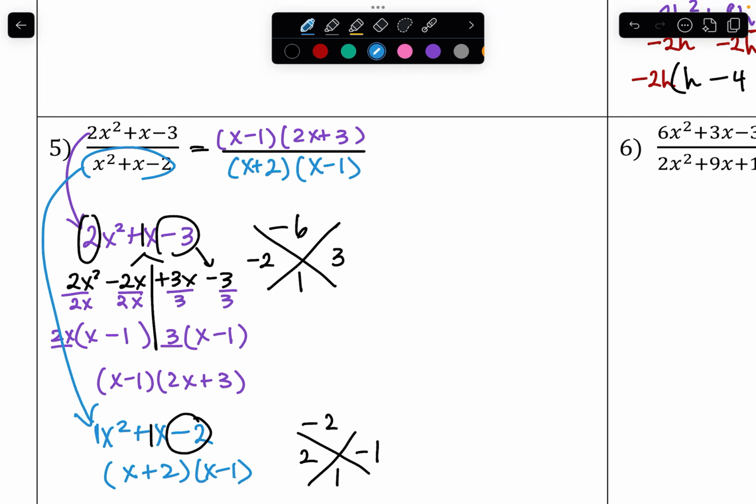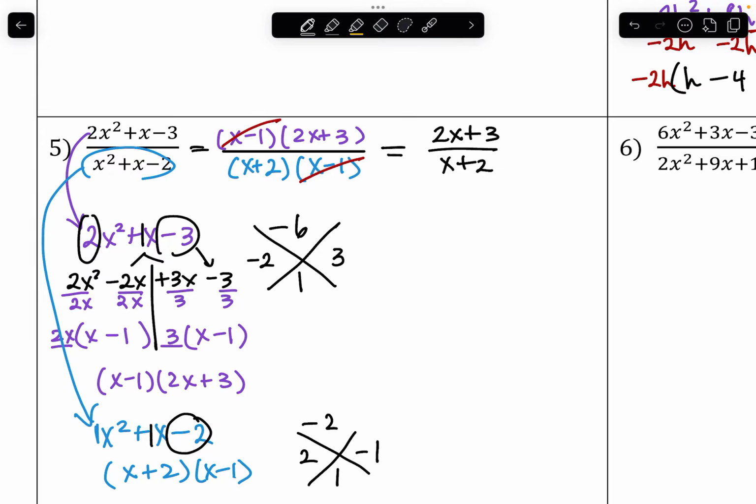Okay, so after that factoring step, we look for common factors. We have an x minus 1 being multiplied on top and bottom, leaving us with just a 2x plus 3, and then an x plus 2. Remember, each of these are terms, not factors. Factors are being multiplied, terms are being added and subtracted. So these are being added, these are being added. So nothing else can cancel with this division sign.